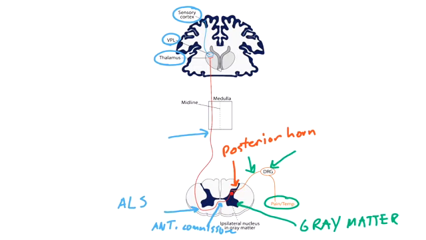So something that's really important for distinguishing the spinothalamic tract from the dorsal column pathway is that the decussation happens early in the spinal cord. As soon as the pain and temperature come in, there's a decussation. Whereas in the dorsal column, the decussation happens up here in the medulla. So now let's do a question.